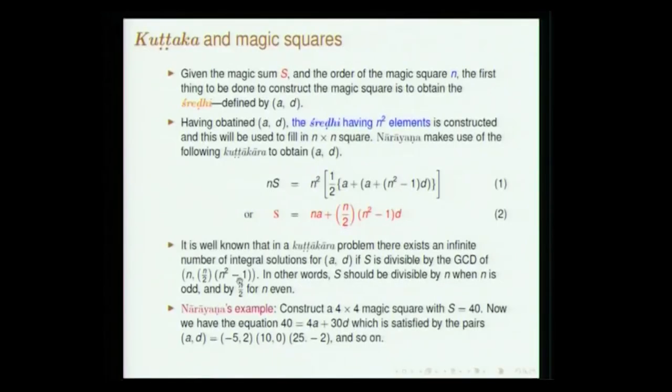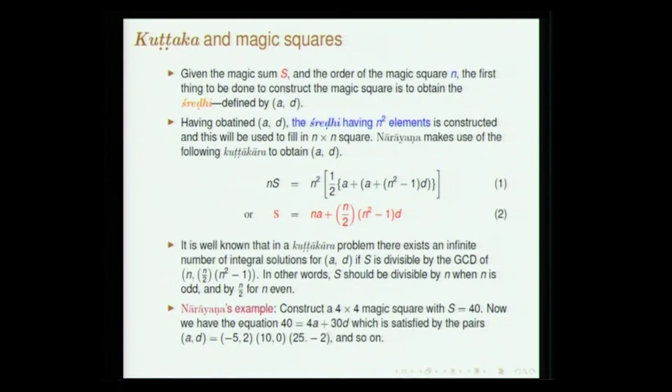So, if there is a factor, the GCD of n and n by 2 into n minus 1 should divide it. Otherwise this will have no solution. So, this condition we have to just understand. And anyway, the point is, you will be able to get several such possibilities.